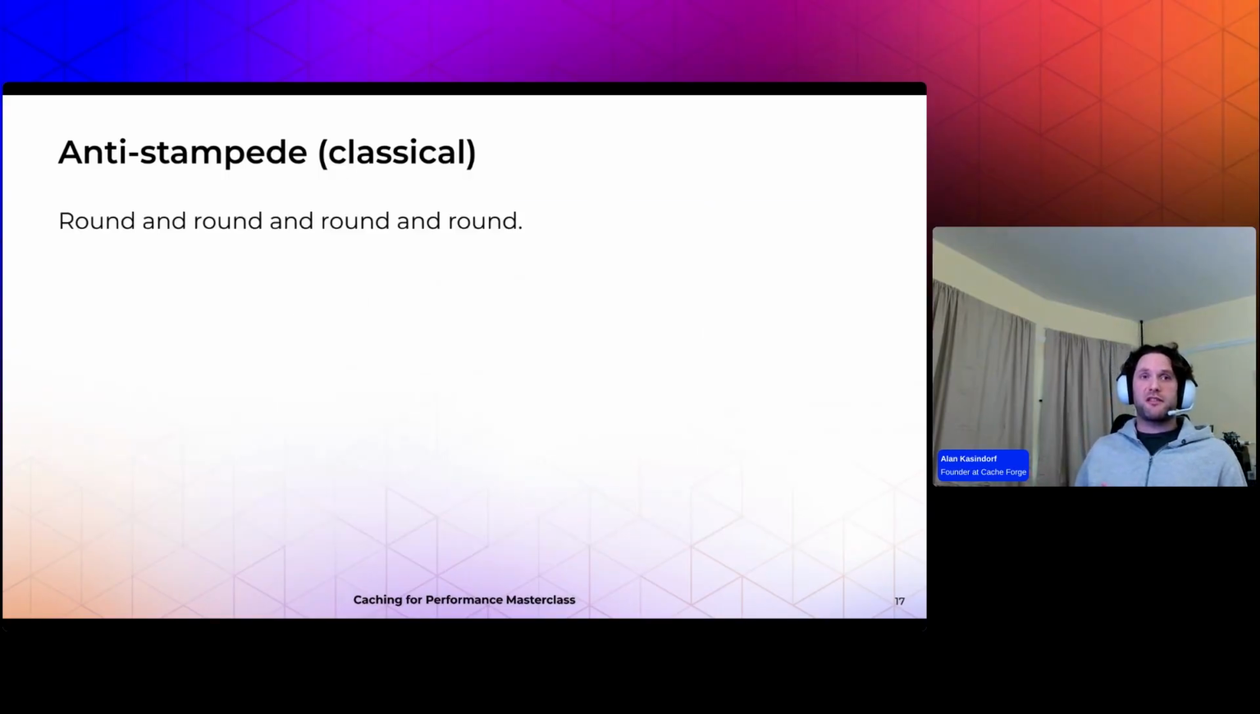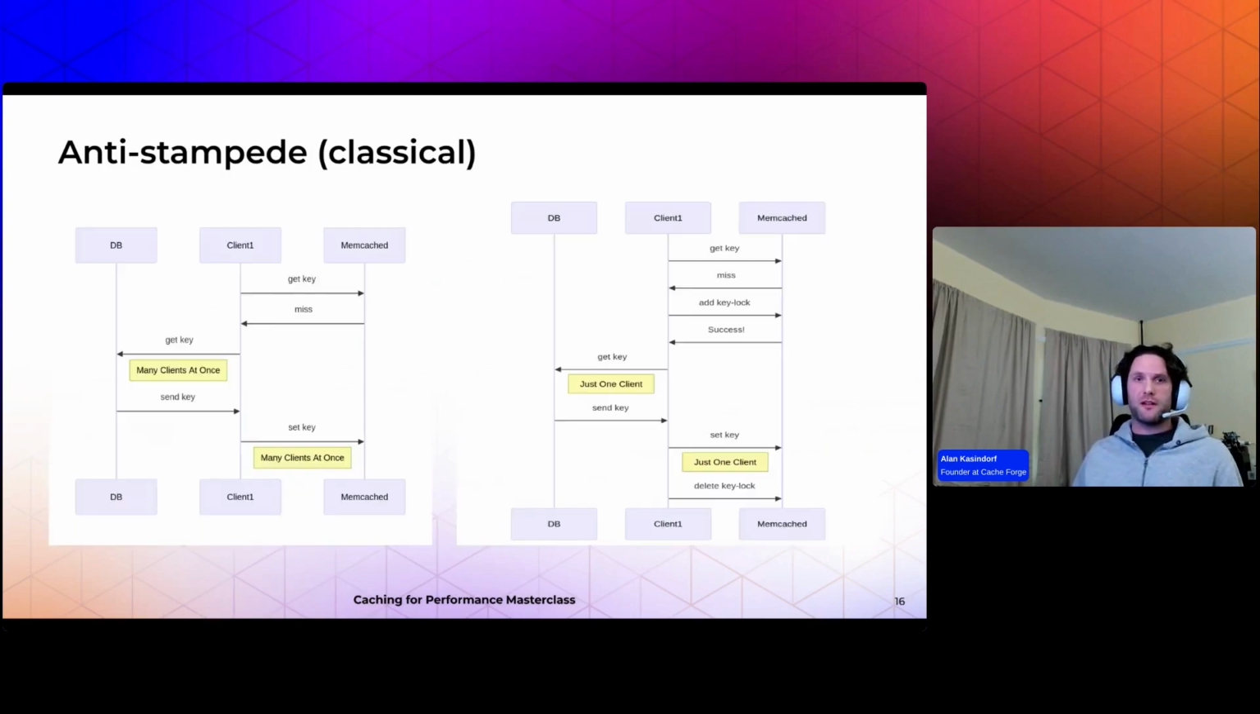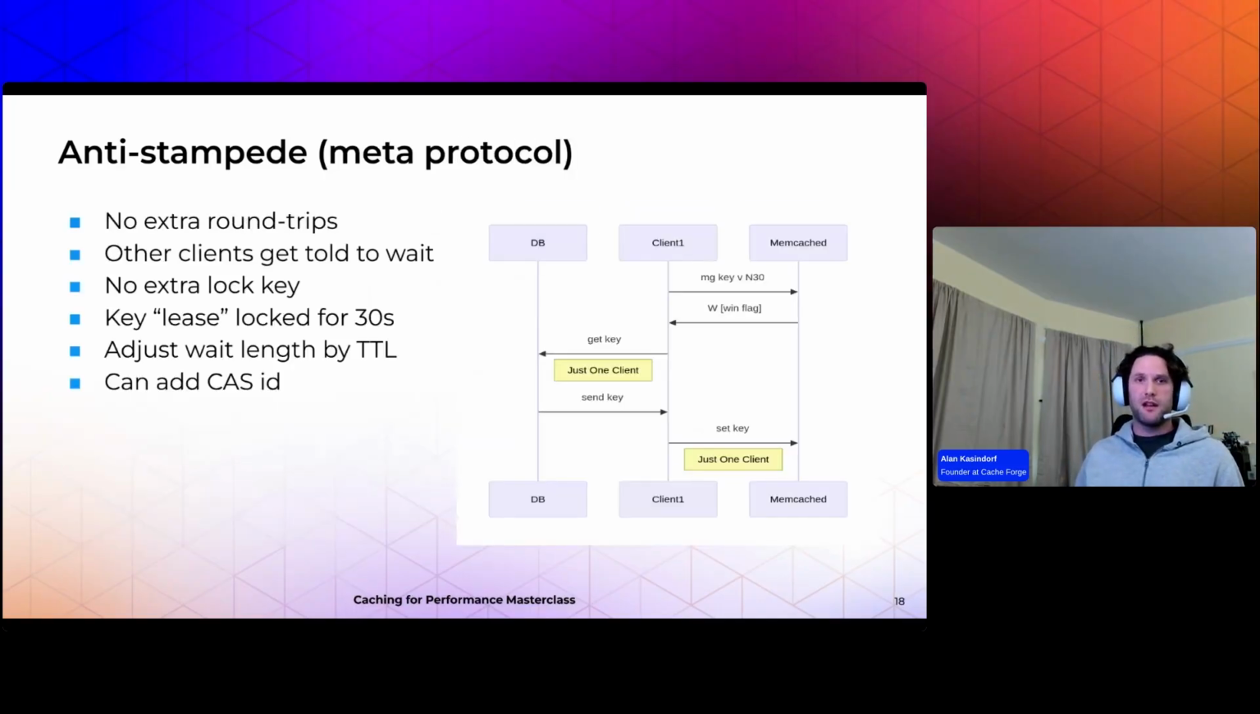Anyway, back to stampeding herds, you'll see that you're kind of going around and around. You have extra back and forth. These charts look kind of messy here, and you have that secondary key, which isn't necessarily what you want. With the meta protocol, we have these extra flags, and so when you fetch a key, we have this N flag here. So we have mg key v. V means give me the value back. Capital N means if this key did not exist when I went to fetch it, initialize an empty value with a 30-second time to live. We have our N30 there.